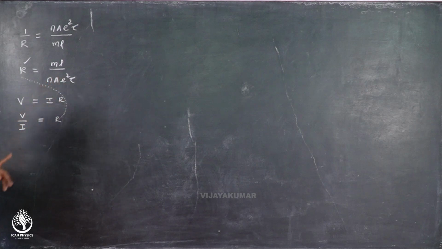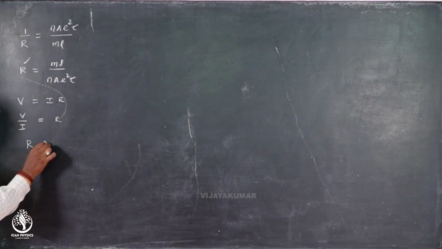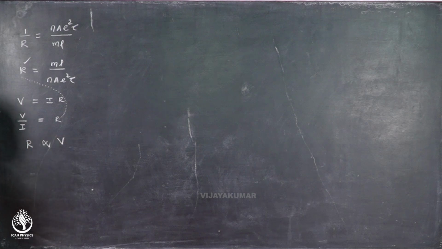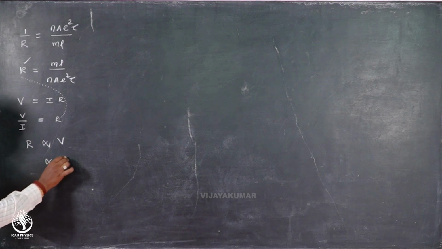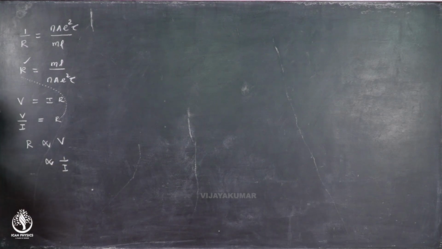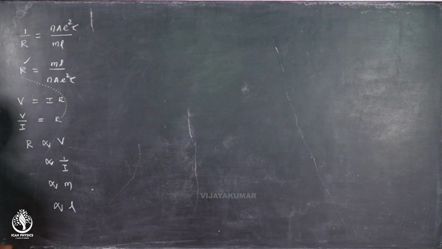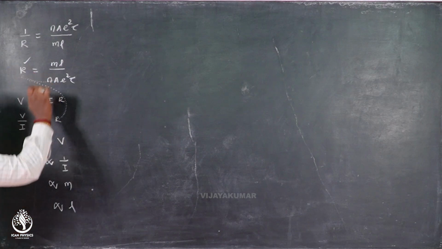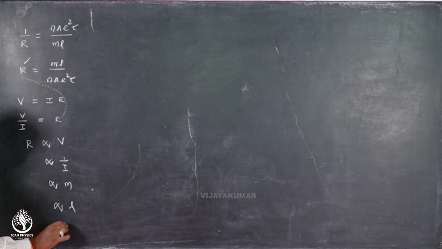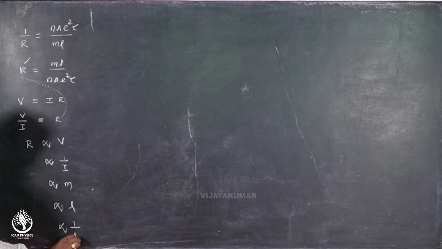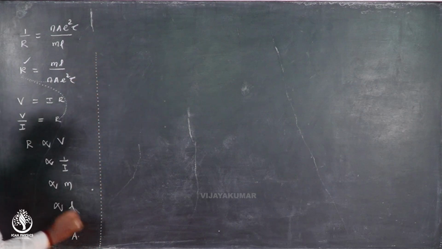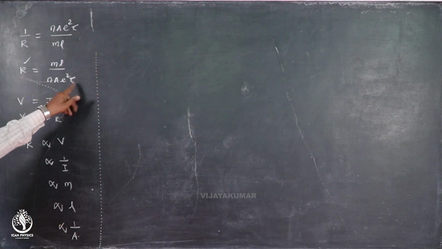We are having different expressions, so by using these expressions, what can we study? Resistance is directly proportional to potential difference. Next, the resistance is inversely proportional to current. The resistance is directly proportional to mass, directly proportional to length, but inversely proportional to area, and inversely proportional to relaxation time.